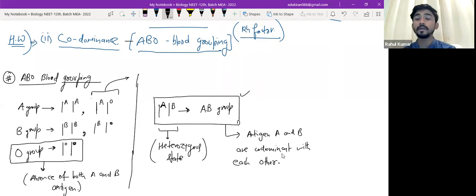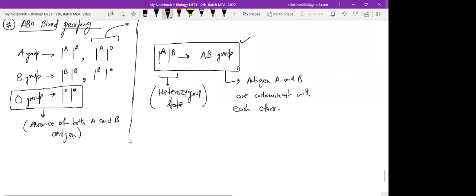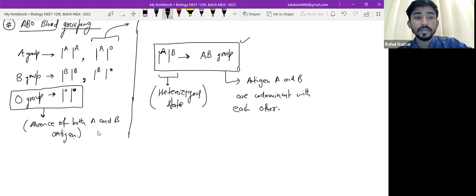Okay, now coming to the level of allele. Now this was about the antigen. So there are two antigens, A and B. What are these antigens? Basically, they are sugar molecules. Is it clear, everyone? Yes, sir. They are sugar molecules. Now at the level of alleles, there are two antigens but three alleles.